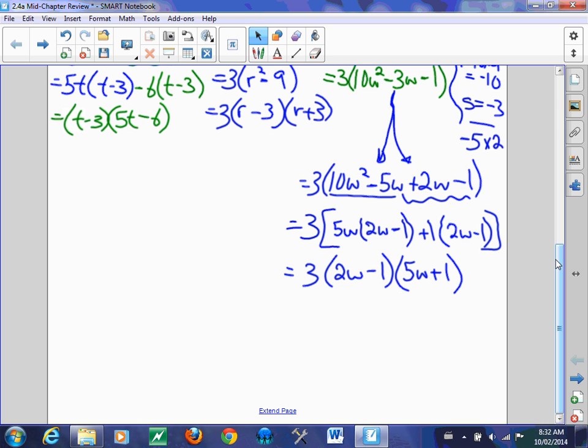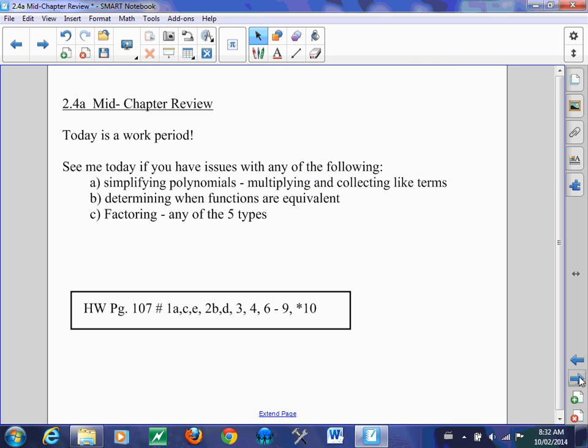So there's a good warm-up, ladies and gentlemen. Today we're going to be doing a chapter review. It's a work period. So see me today if you have any issues with the following: simplifying polynomials, multiplying, collecting like terms, determining when functions are equivalent, factoring, any of the 5 types. So here is the work for today. Page 107, numbers 1 ACE, 2 BD, 3, 4, 6 to 9, and 10.